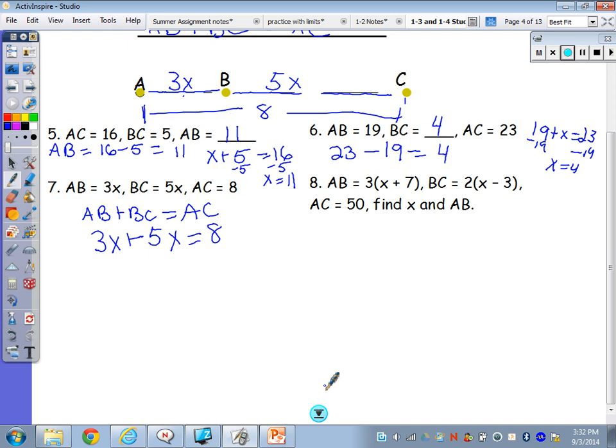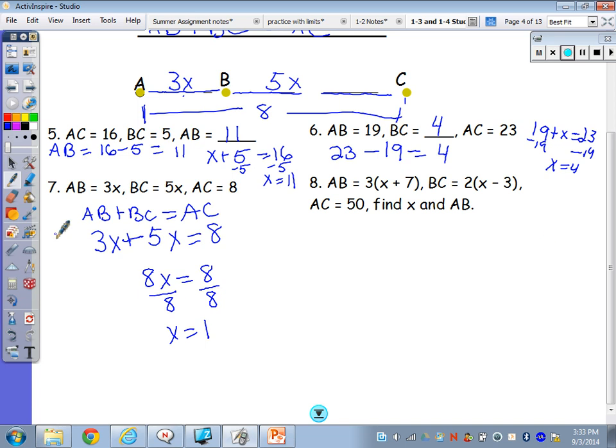Now on this one, 3x and 5x are on the same side, so they're like terms, and we can add them. So that is equal to 8x, and that's equal to 8. And then to get x by itself, we divide by 8, and x is equal to 1.